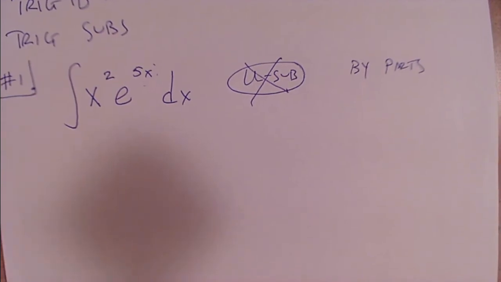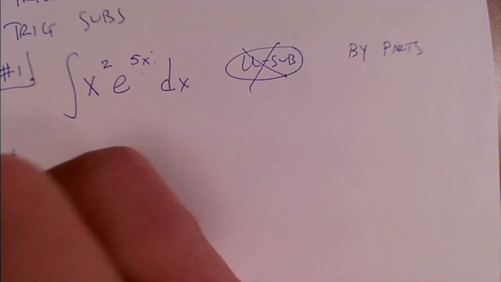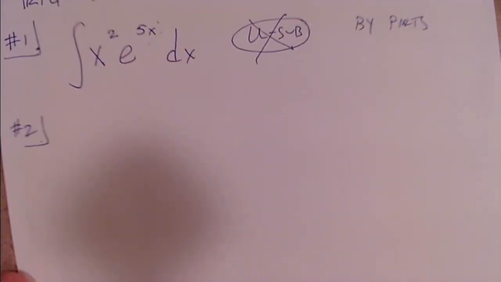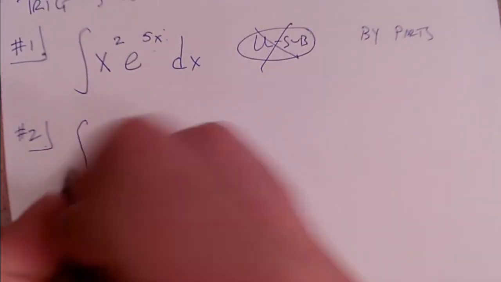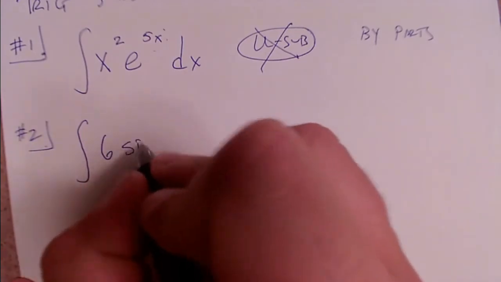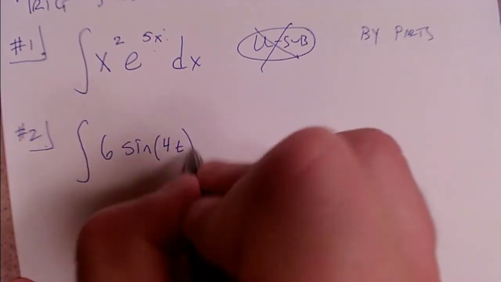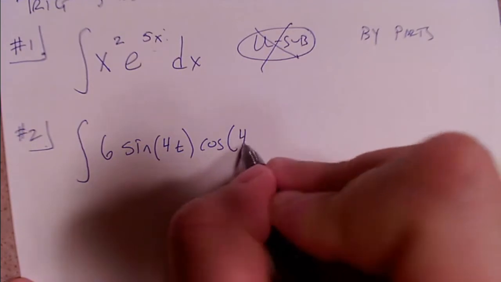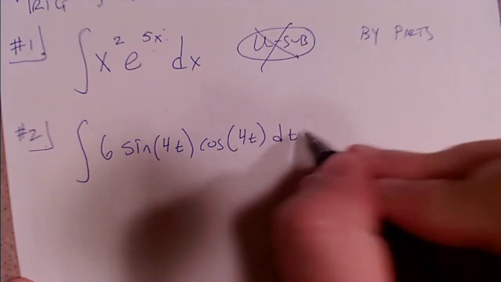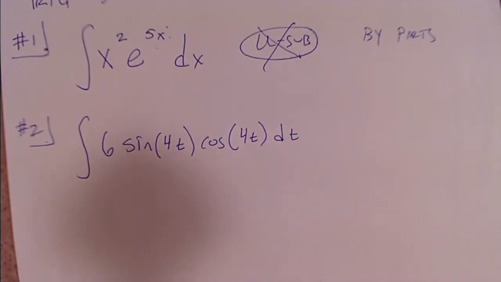All right, so how about this integral right here, number 2? What if we needed to integrate 6 sine of 4t cosine of 4t with respect to t? How would we even approach this integral? Well, there's actually two ways.